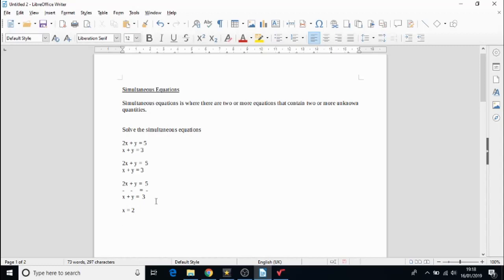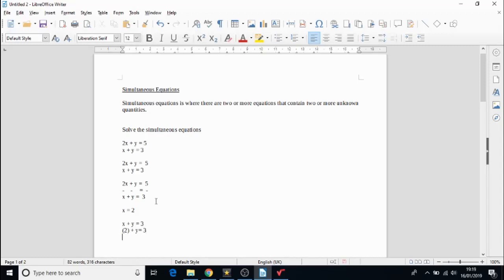Now you've worked out your first unknown quantity, and you can use that same value to work out the other unknown quantity. So we're going to use what we know x is equal to, which is 2, to work out what y is equal to by putting it back into one of the original equations. So we're going to put it back into the second equation. x plus y is equal to 3. We know x is equal to 2. So 2 plus y is equal to 3.